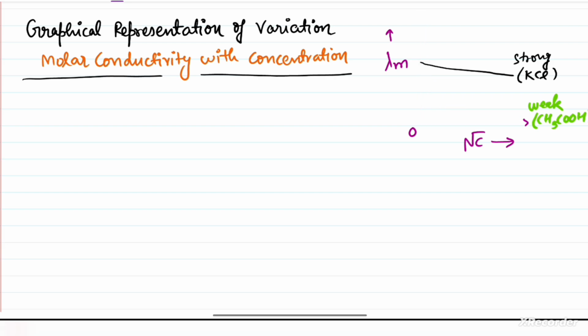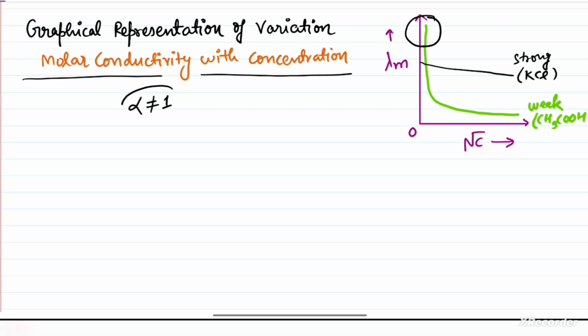Second observation is, in case of weak electrolyte, look at this point here. After some time, even if we add more solvent into it, this green line is going to be parallel to the y-axis. That means it is never going to meet. What does it mean? It means alpha for weak can never be equal to 1. That means a weak electrolyte can't be dissociated up to 100%.